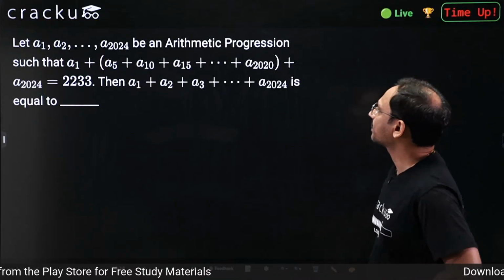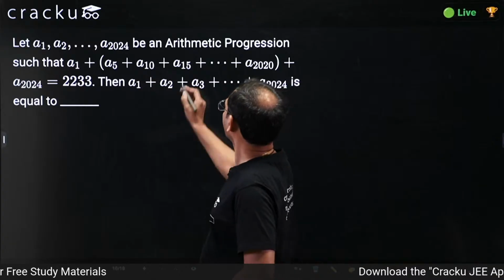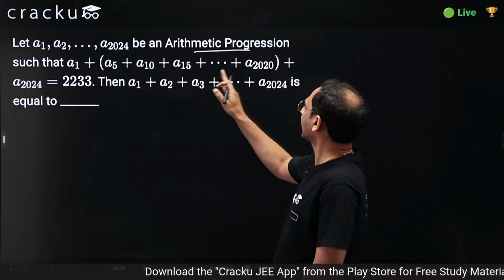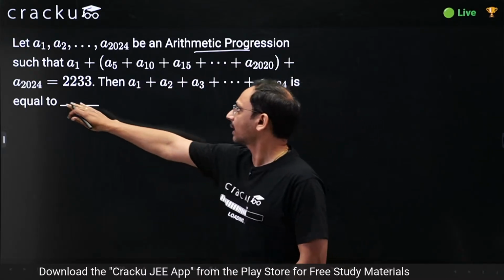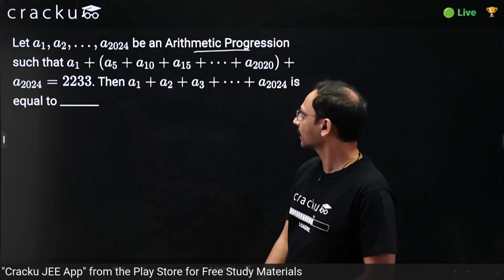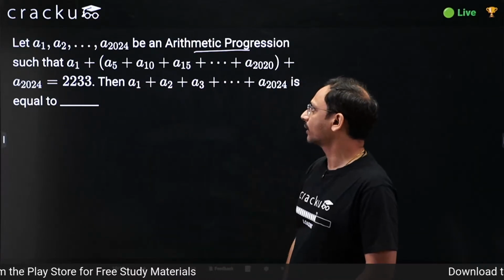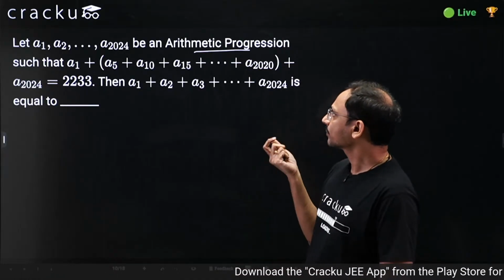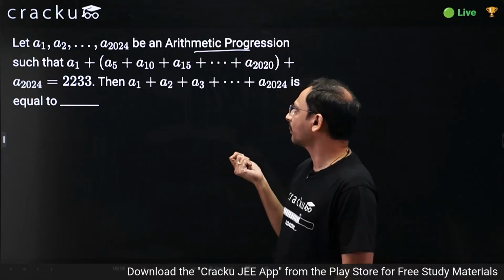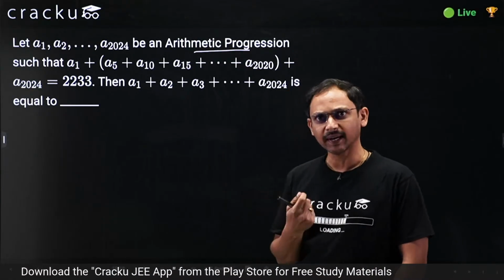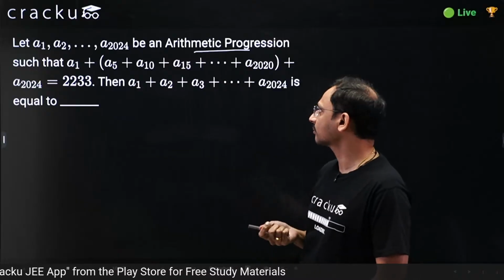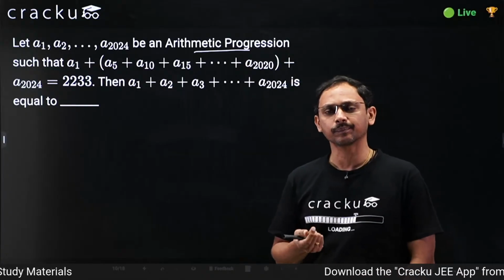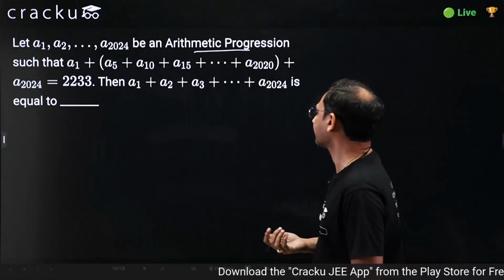Okay, guys, let's look at it. A1 to A2024 is an arithmetic progression such that A1 plus A5 plus A10 plus A15 and so on till A2020 plus A2024 is 2233. Then what is the sum of the first 2024 terms in this particular sequence? On first look, it looks like a problem based on the sum of n terms formula. Actually, it is. You can use the Sn formula to do this problem, but we'll slightly change the method of approach and use the symmetric property of the arithmetic progression.